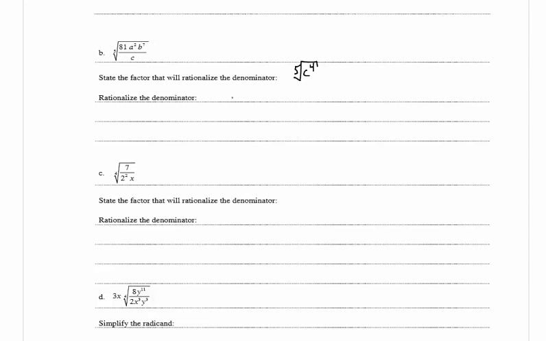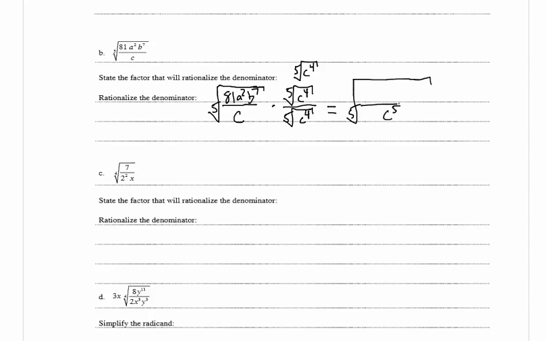And now we want to rationalize the denominator. So we're going to have the fifth root of 81 a squared b to the seventh divided by c, and we're going to multiply that by the fifth root of c to the fourth divided by the fifth root of c to the fourth, and that's going to give us the fifth root of c to the fifth in the denominator and 81 a squared b to the seventh c to the fourth.